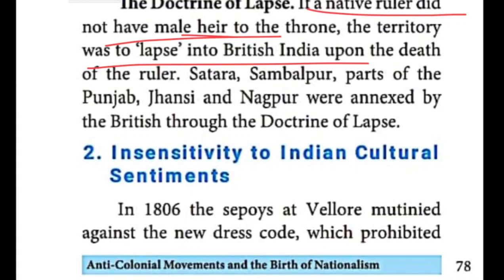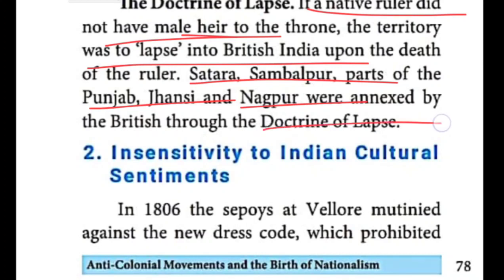So what are the areas that went like that? This is the 2-mark answer, children. Listen carefully. Mainly the Hindu states: Satara, Jhansi, Sambalpur, parts of the Punjab, Nagpur. These are the places the British annexed. Through which policy? Through the doctrine of lapse.